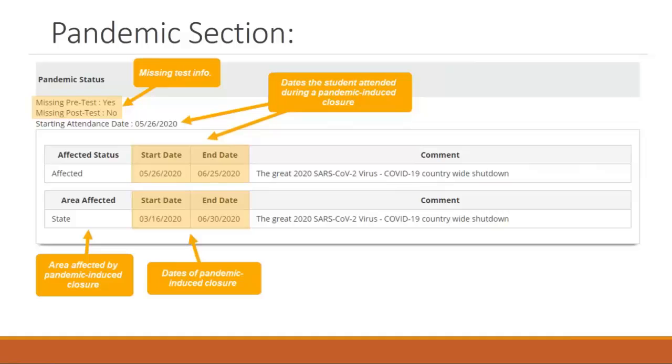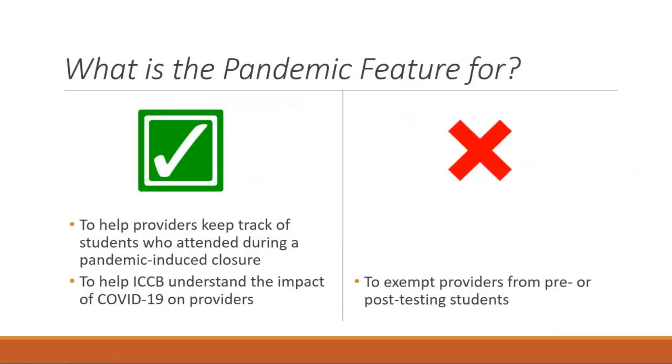And another thing that I wanted to mention while we were here, just because I've been getting a lot of questions about it, and I want to make sure there's no confusion. A lot of people have been asking, what is the pandemic feature for? So what it's for is to help providers keep track of students who attended during the pandemic-induced closure, any student who attended or accrued attendance hours during that time wouldn't be included. And it's also to help us as an ICCB organization understand the impact of COVID-19 on providers.